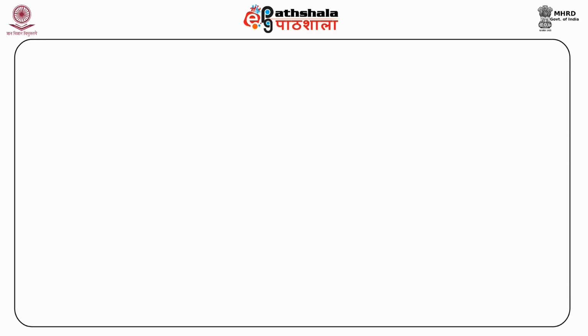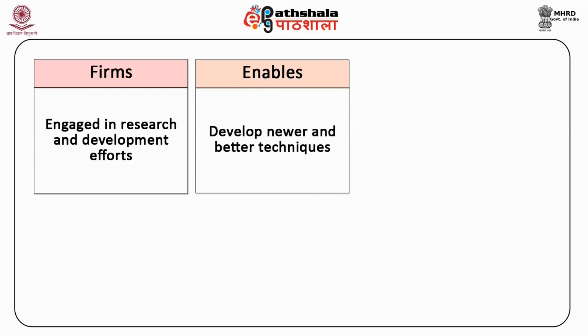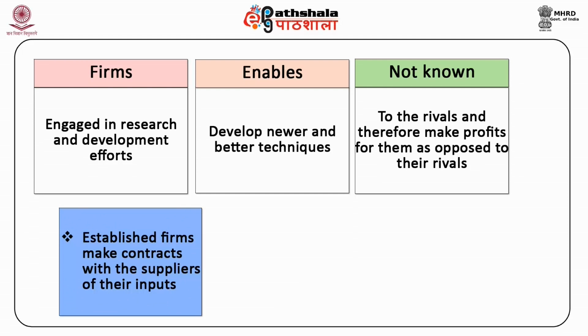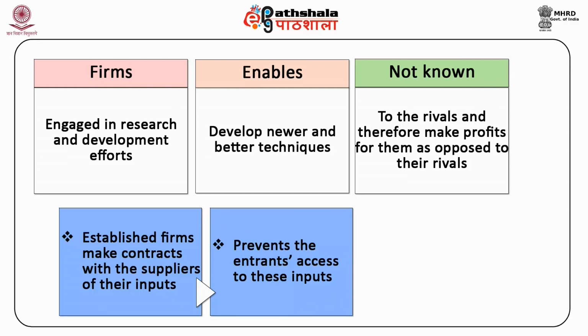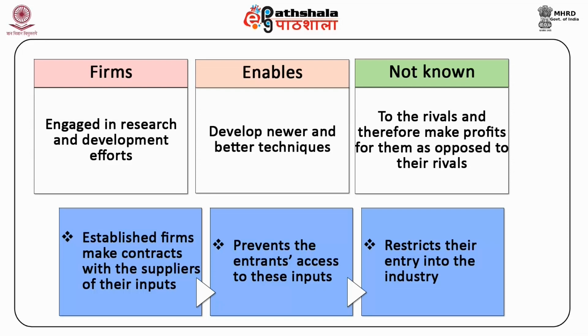Next is absolute cost advantage. Certain firms are engaged in research and development efforts that enable them to develop newer and better techniques that are not known to the rivals and therefore make profits for them as opposed to their rivals. Sometimes established firms make contracts with the suppliers of their inputs, which prevents the entrants access to these inputs and thus restricts their entry into the industry.